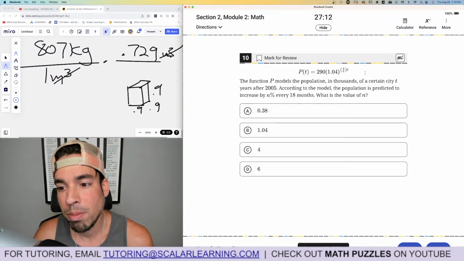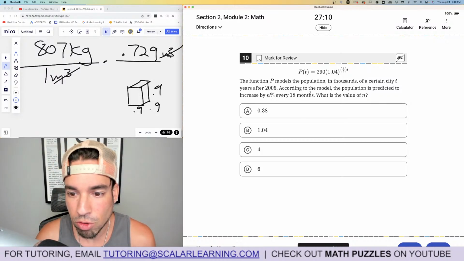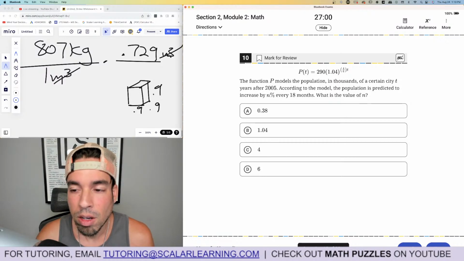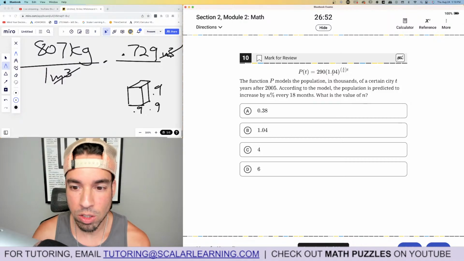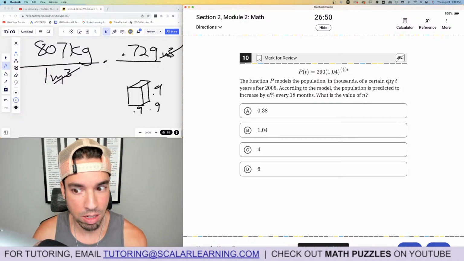Okay, the function P models the population in thousands of a city t years after 2000. According to the model, the population is predicted to increase n% every 18 months. What is the value of n? Wait, n% every 18 months. Hold on, years. Okay, so it's 4. So 4% is what it's doing per year because t is years.